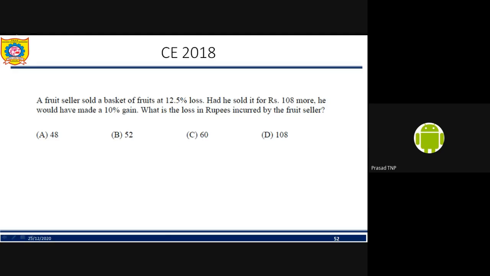For profit and loss, the basic is the percentage profit is equal to selling price minus cost price divided by cost price, multiplied by 100. This is very, very simple. The percentage loss is equal to cost price minus selling price divided by cost price, multiplied by 100. So if you know this basic, then you can easily solve any question asked on the profit and loss topic. Only this much is required.